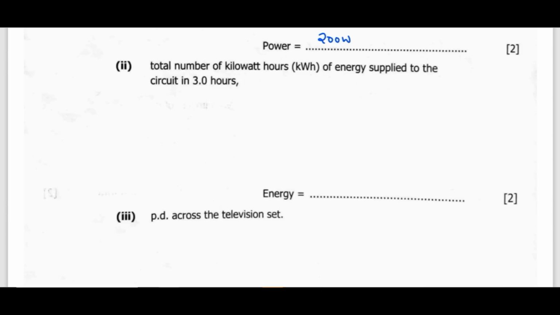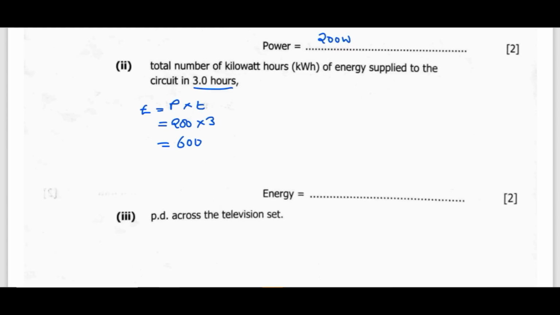So what are we looking for? We want to find the energy here. So the energy, we say energy is equal to P, power, times what? Time. So P we've calculated, which is 200, times the time that we've been given, that is 3 hours. So therefore, when you multiply, we're going to have 600.